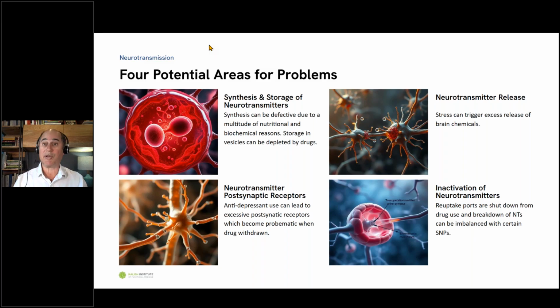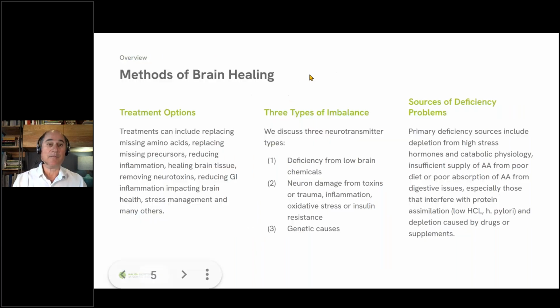You can have neurotransmitter release issues. That's when we're stressed. You're stressed out of your mind. You're cranking out all these brain chemicals. And then you can have problems with inactivation of the neurotransmitters, okay? So there's a whole bunch of different ways that this can go bad, and you kind of have to figure out which of these problems is happening, because that's going to dictate how you're going to manage the case.